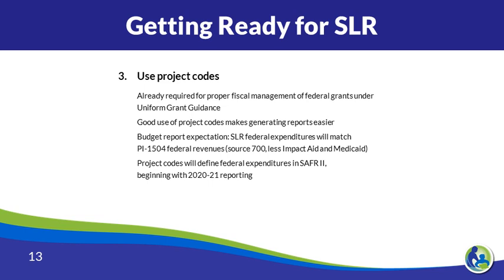Beginning in 2020-21, project codes will define federal expenditures in our next-generation fiscal reporting system. DPI will use those project codes to compile federal expenditures for ESSA school-level reporting to the U.S. Department of Education rather than the application we will start using this year.